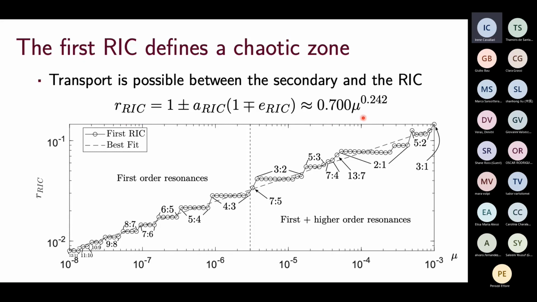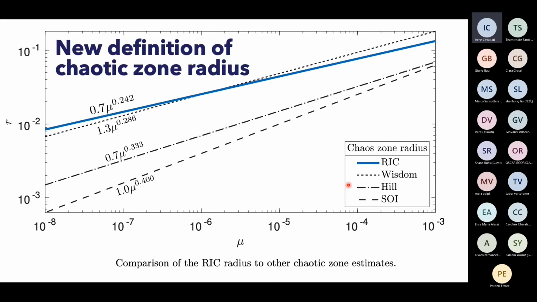And we get something that seems to fit the power law, about 0.7 mu raised to the 0.242 power. What we're actually computing is the first ricks, these white circles, and you can see there are regions where they're completely flat because they are associated with resonances. But if we calculate some average curve, that's our best fit curve, shown dashed. So it's not just first order resonances; at some point 2nd, 3rd, 6th order resonances show up.